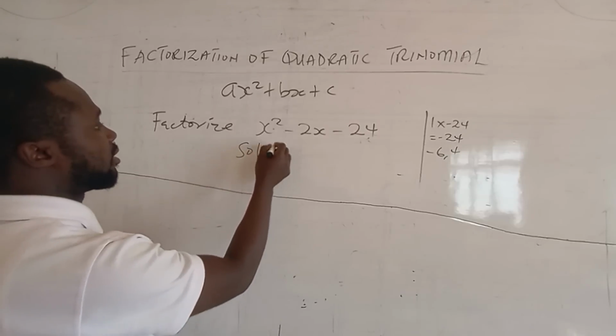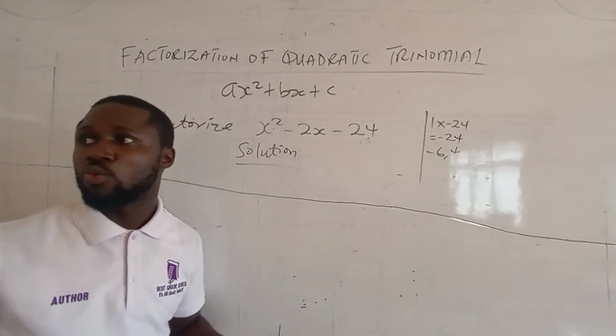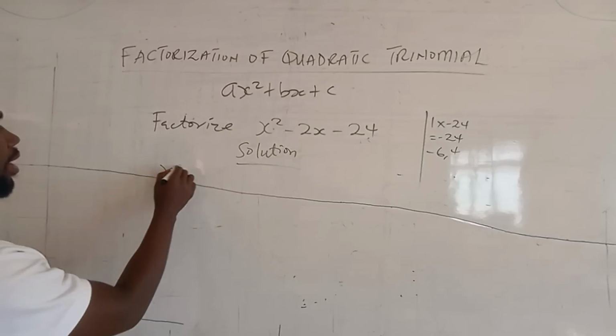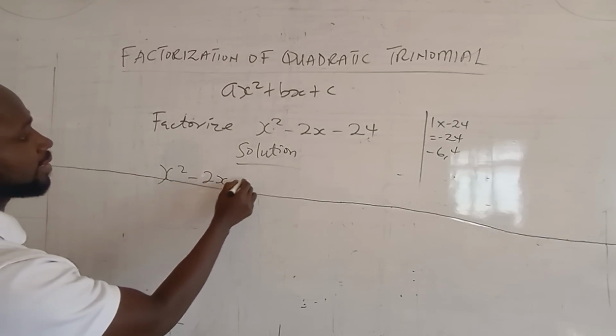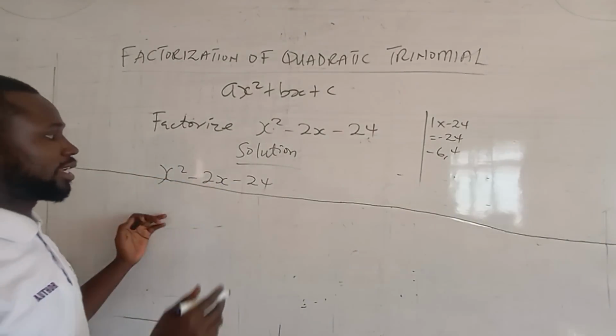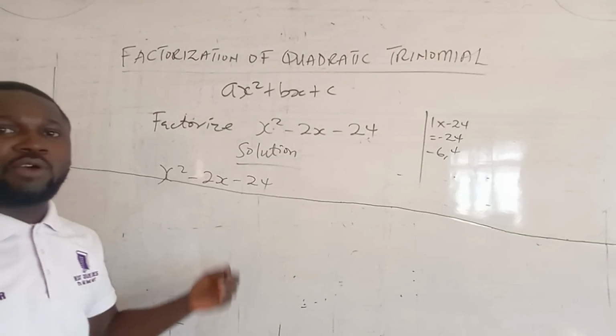Okay. So let's now solve our question. So we have x squared minus 2x minus 24. So this is our question. All right. So this is how we rewrite it.